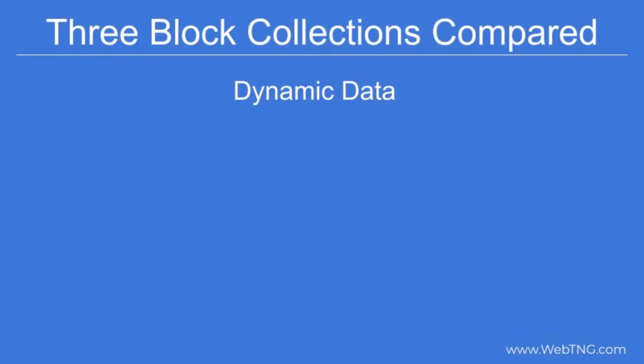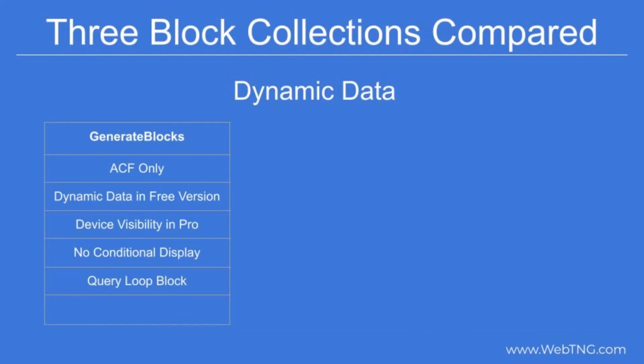I have a real interest in dynamic data. I'm sure if I was a designer, I might have a different list of points here. But if we compare the 3 block collections in relation to dynamic data, this is what we see. GenerateBlocks supports ACF only. The dynamic data options are available in the free version, which is unusual. The query loop block with that query builder feature is very powerful, and it offers device visibility in the Pro version based on device size, but there are no conditional display options.